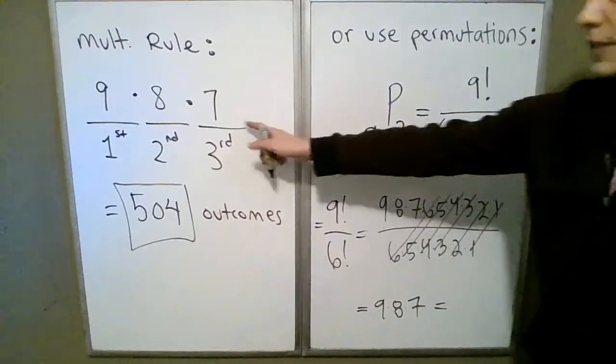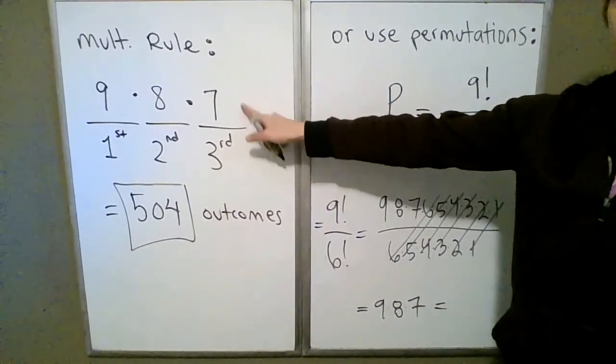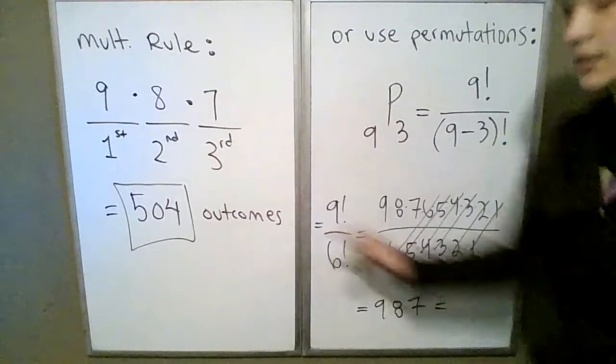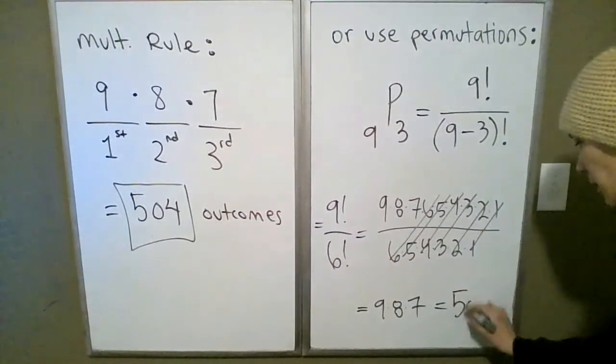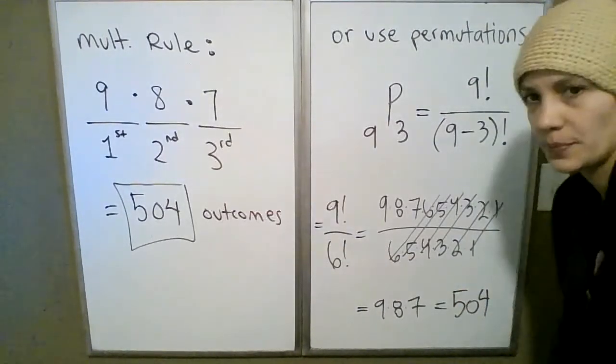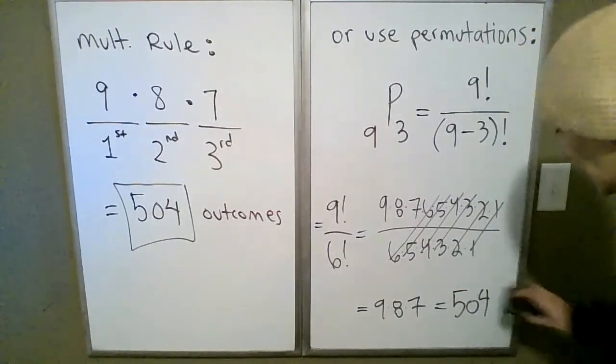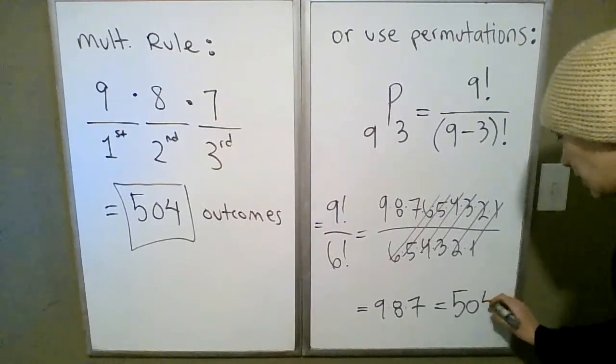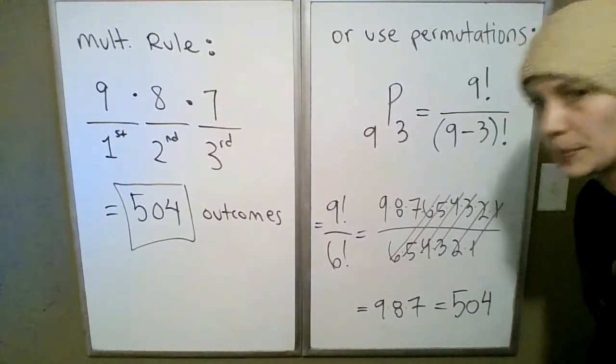Which was the same thing we set up after thinking through the multiplication rule. 9 times 8 times 7, which was 504. So either way, you'll get the same answer. It's just how you want to think through the problem.